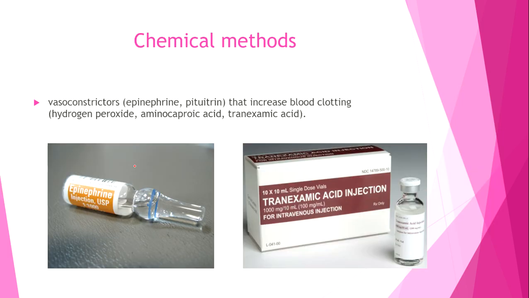Chemical methods: vasoconstrictors, epinephrine, pituitrin that increase blood clotting, hydrogen peroxide, aminocapronic acid, tranexamic acid. We must understand that we deal with hydrogen peroxide when we deal with mild hemorrhage too.